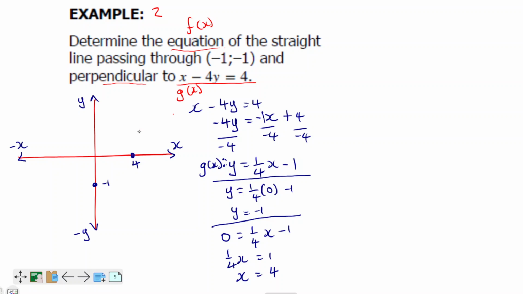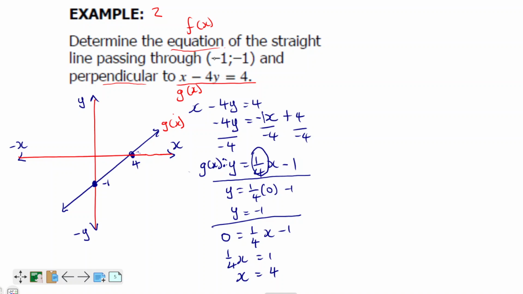So I have to now plot this straight line graph and see how it's going to look. Remember, my gradient is positive 1 over 4. That's why it's going to go from the first quadrant to the third quadrant. So this is how your graph will look. This is the graph of the line g of x. It's a line with a positive gradient.